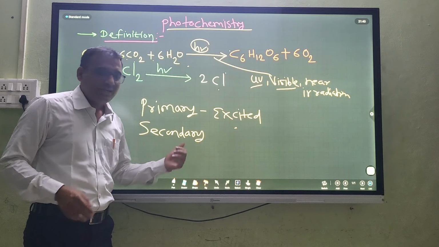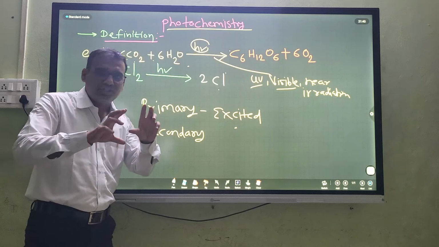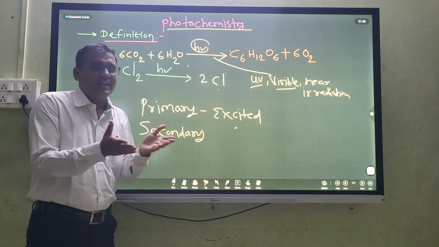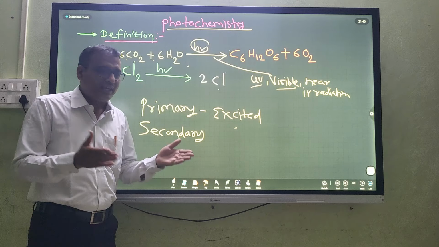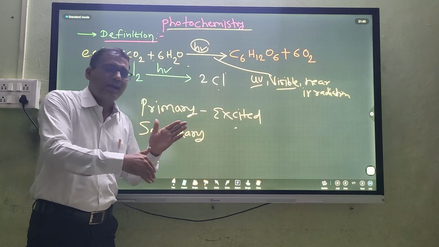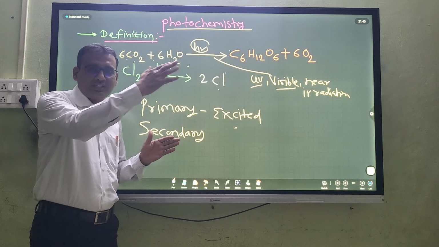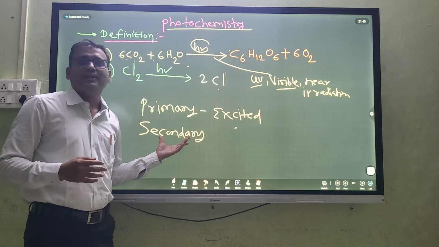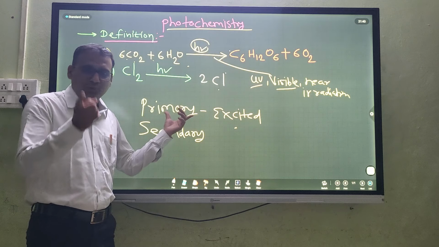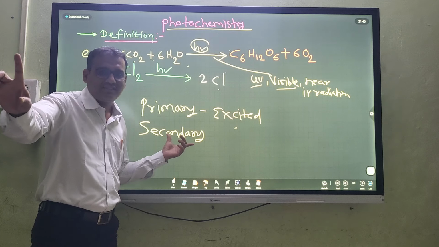In the secondary step, we also know about the chain reaction. What is a chain reaction? Suppose free radicals are there in the reaction, they can decompose other molecules, and they can also generate more radicals. This continuous change takes place in the secondary process, and the primary process is a very important process. Without the primary process, the secondary process does not take place.